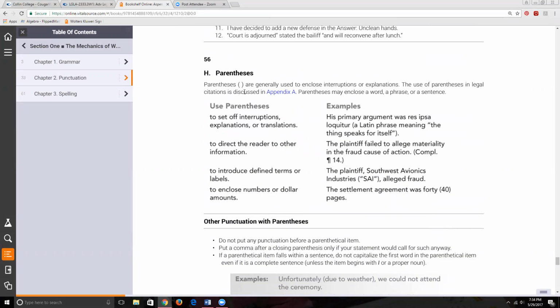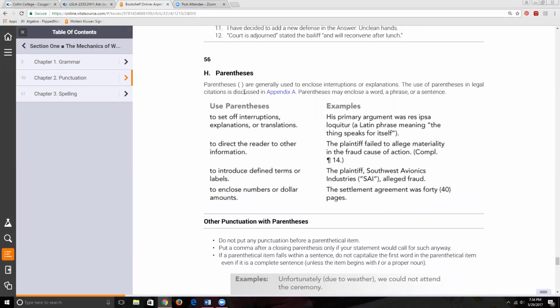When we talk about parentheses, we're talking about kind of an interruption, kind of an aside, or an FYI. It's not essential to the meaning of the sentence. It's kind of a, by the way, nice to know type of thing.